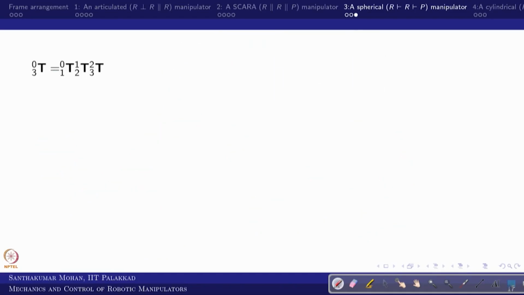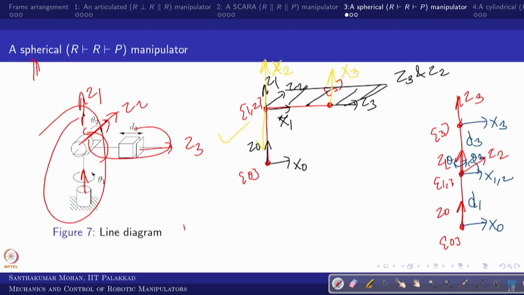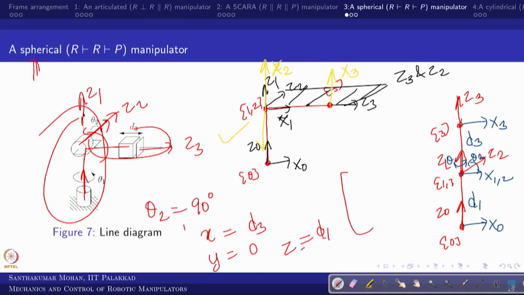However, if you want to cross check this configuration, what would be theta 2? Theta 2 you have rotated, right. So, theta 2 is supposed to be 90 degrees. Then only you will get, in that sense, the x displacement would be D3, the y displacement would be 0 and the z displacement would be D1, and the rotation matrix would be, so you can see what we fixed.